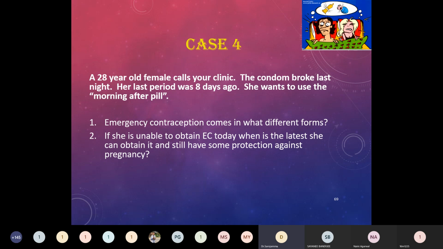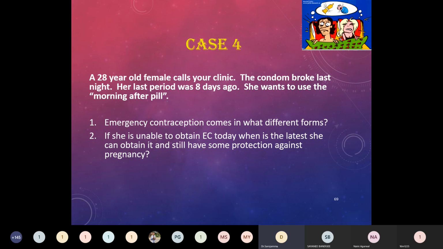And a 28-year-old calls your clinic, the condom broke last night. So she wants to use the morning after pill. Morning after pill is the pill which is used for emergency contraception. The commonly used pills available are levonorgestrel, that is Plan B, and Plan B plus.